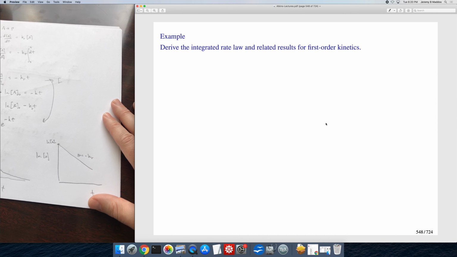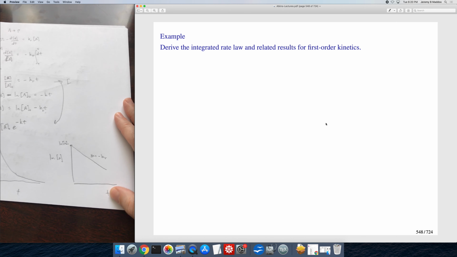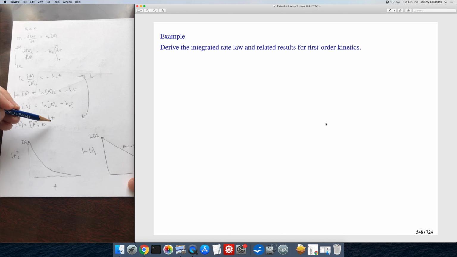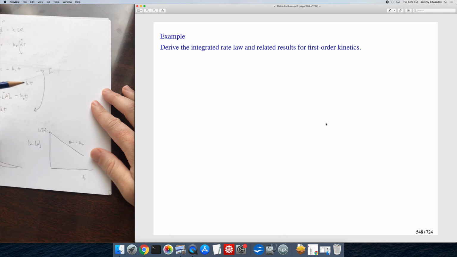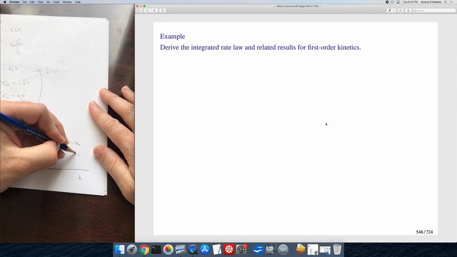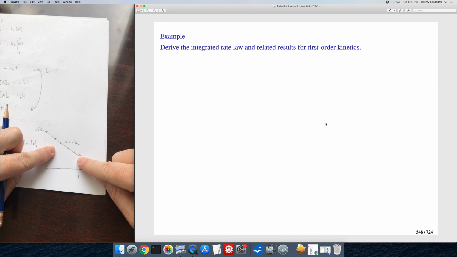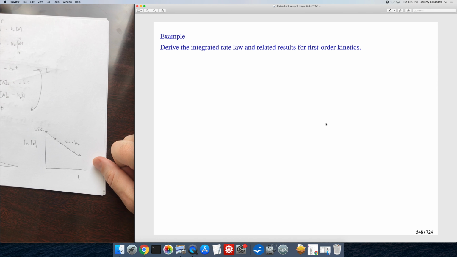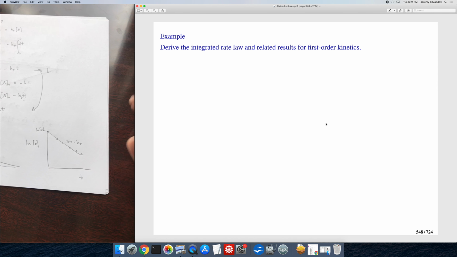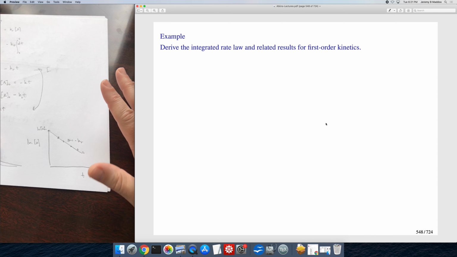So what you can do is you can measure concentration versus time. Then plot the data as the natural log of A versus time. Make a graph like this. Fit the data to a line. The slope of the line equals minus the rate constant. Okay, and so that's how you can measure rate constants for first order kinetics.